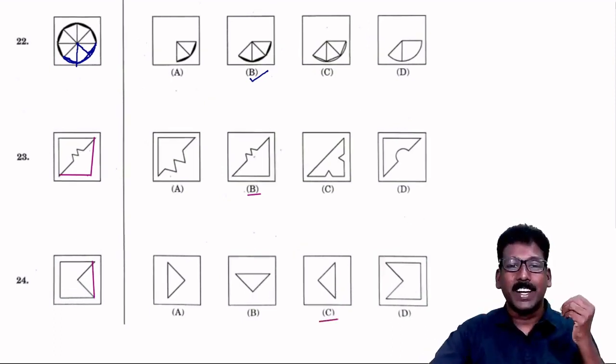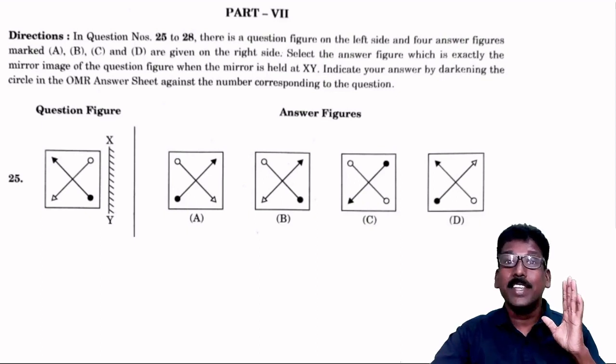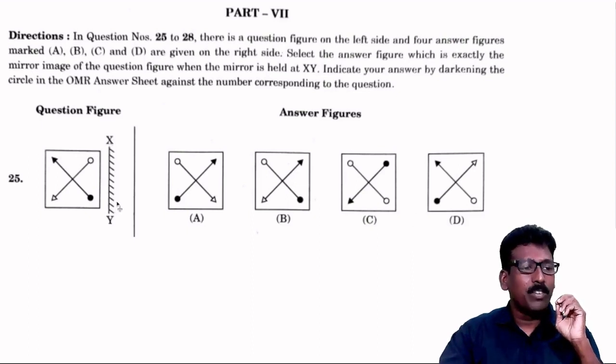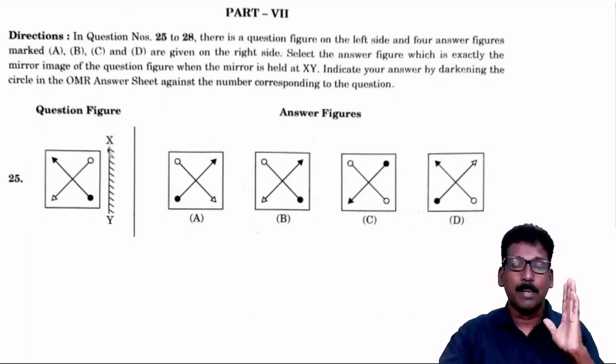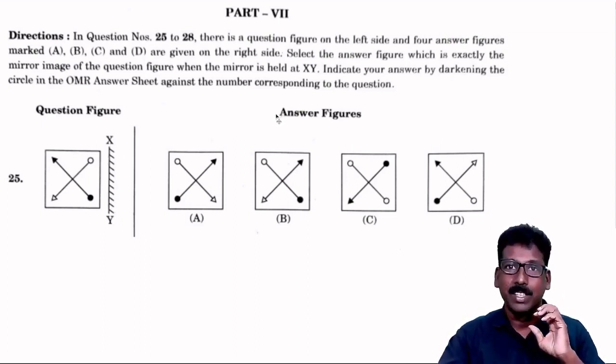Now, let us look at the next part, that is part 7. Part 7 is very interesting. There is a figure in the question and XY, one mirror, is kept nearby the figure. Now you have to find out the mirror image from the answer figure. You know how the mirror image comes.